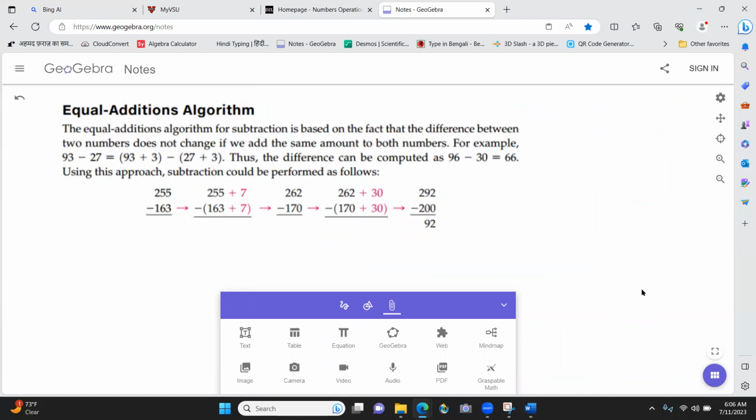Let's say you're going to subtract 163 from 255. Now we can add 7 to both. Then 163 becomes 170, and we like that. And 255 becomes 262. Now we can even do better. We can add 30, and the bottom number becomes 200, and the top number becomes 262 plus 30, which is 292. Now the subtraction is a breeze. So this is called equal addition subtraction.